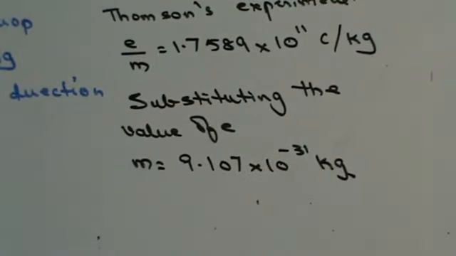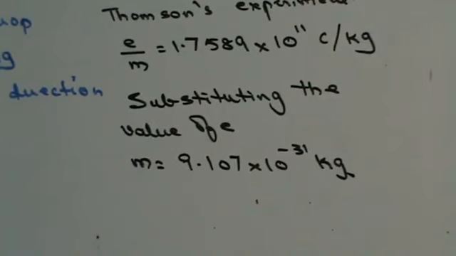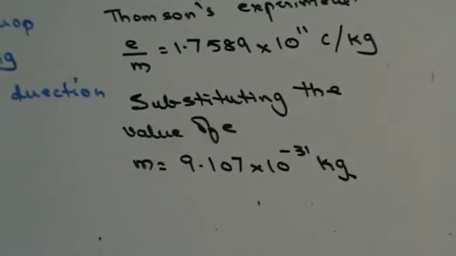Thus, Millikan's oil drop experiment enabled us to find out the mass of electron. This is how the mass of electron was found out. Fine. Next. Now this was first.